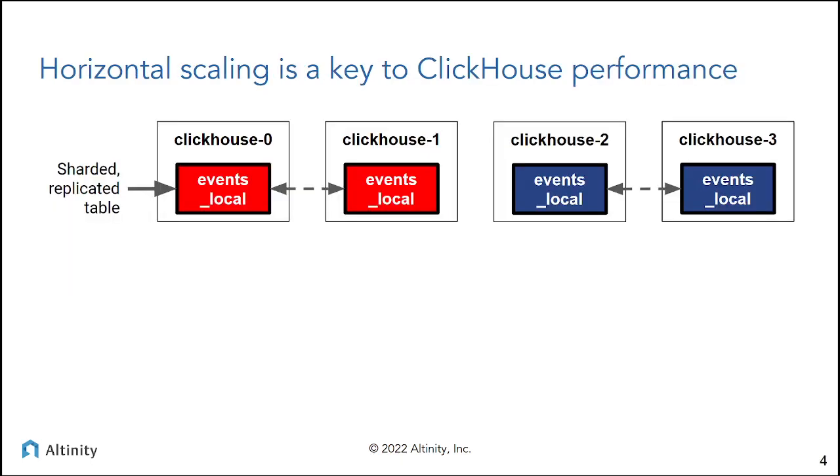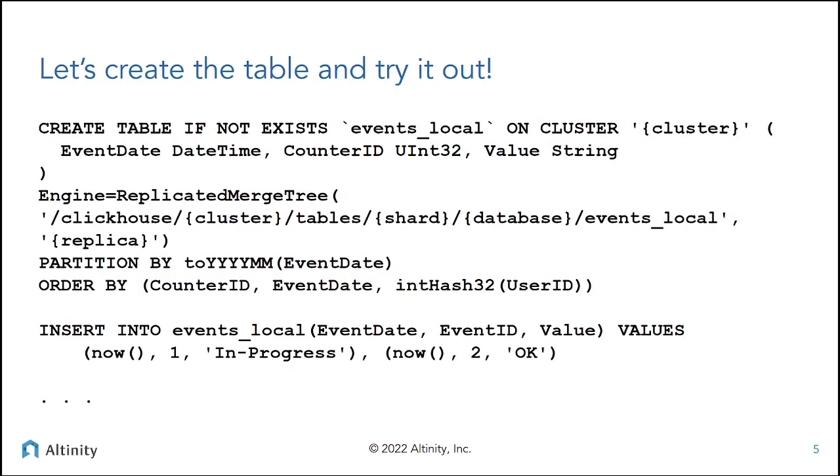Let's see if I got it named correctly. Yes, there we go, events local. I had a bunch of examples, so I want to make sure I got the right one. So we create a table called events local. If you haven't seen this before, the syntax used to define a replicated table looks a little bit gnarly at first. We're not going to go too deeply into it, but just in case, what we're basically doing is creating a table with 3 columns.